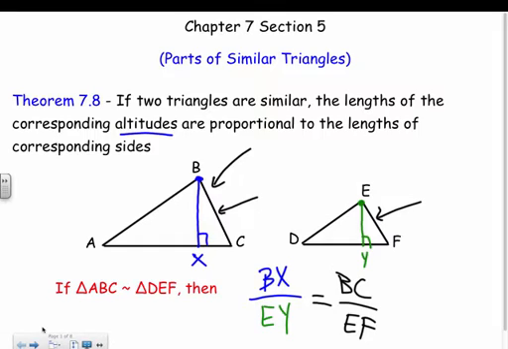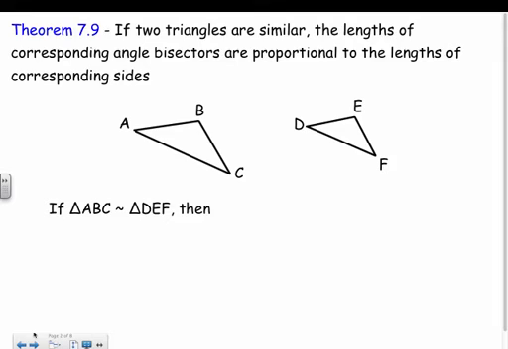We had a couple others back in that chapter which are also proportional. Another one is an angle bisector. Angle bisectors of similar triangles are also proportional to the sides. So for example, if I drew an angle bisector from A to the opposite side, it's got to split that angle, something like that. So I knew that it would split the angle into congruent parts there.